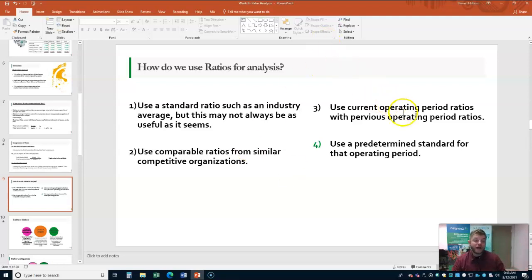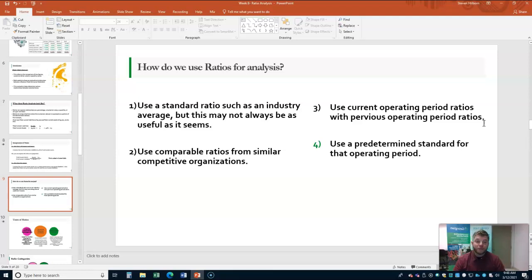We also use current operating period ratios with previous operating period ratios, and this would help us with trend analysis. So in the month of January, our current ratio was 2.5, which means we could pay off our debt 2.5 times.